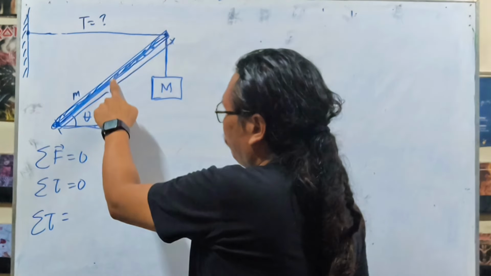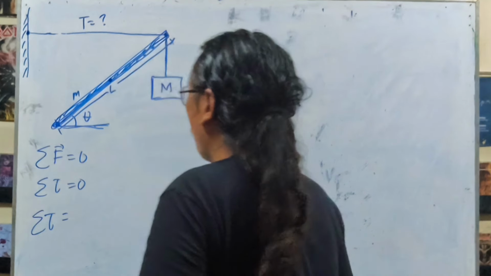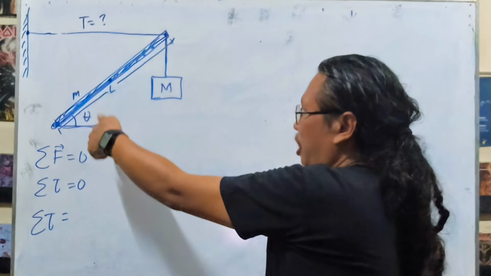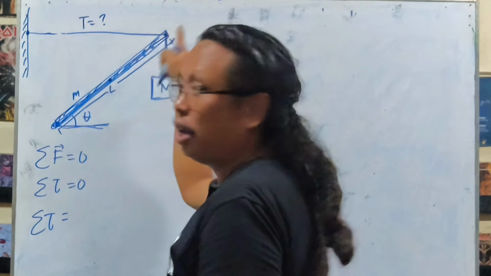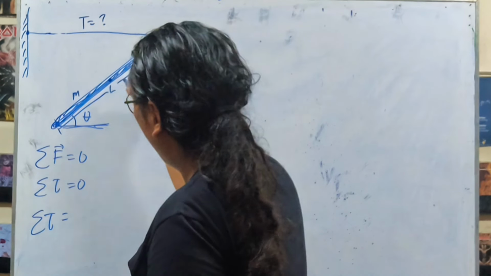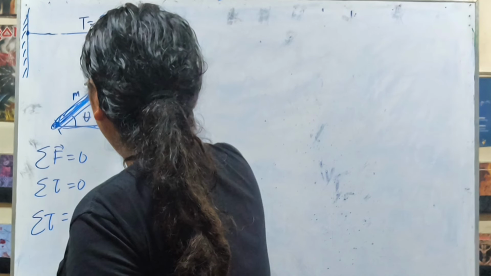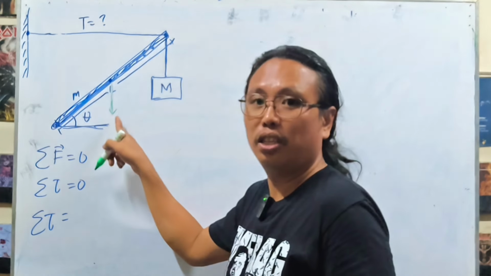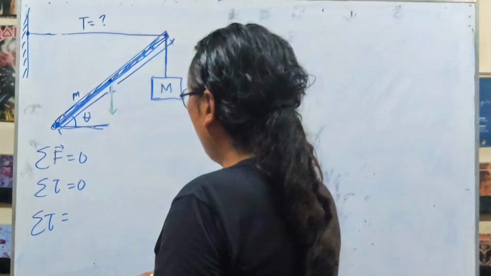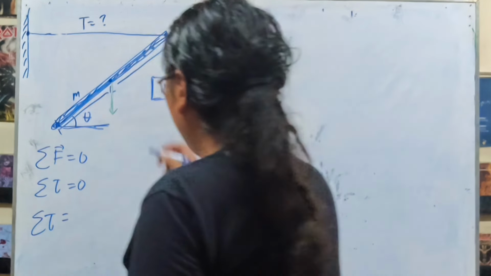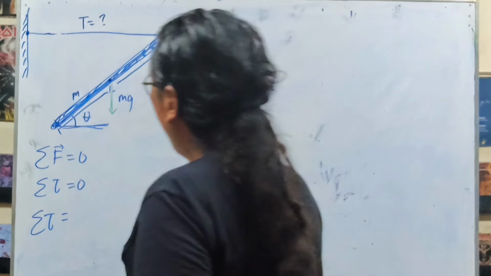Now, if you have a rod, we assume that the weight is acting at the geometric center, and that's the center of mass, which is just halfway, assuming that this is of constant density. So the weight is acting straight down on the midpoint. This force is small m times g.